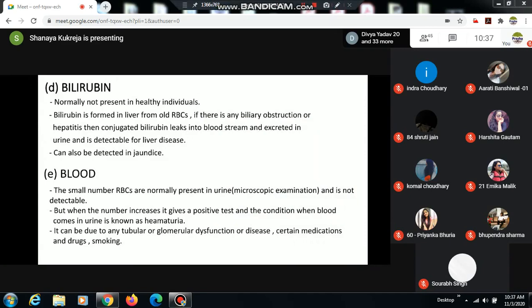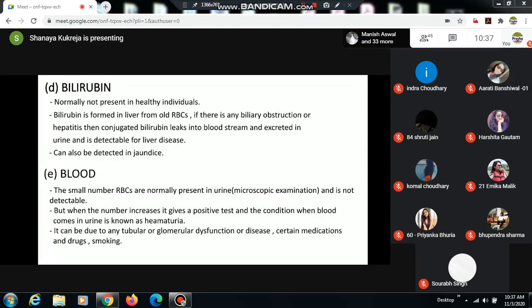Fourth is bilirubin, and normally it is not present in the urine of healthy individuals. Bilirubin is formed in the liver from old RBCs, but if there is any biliary obstruction or hepatitis, conjugated bilirubin leaks into the bloodstream and is excreted in urine and is detectable in liver disease. It can also be detected in jaundice, which causes yellow discoloration of the skin. The condition when bilirubin is excreted in urine is known as bilirubinuria.